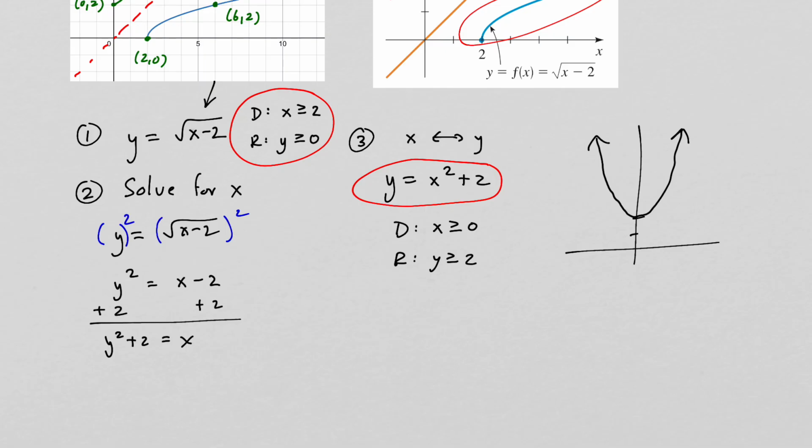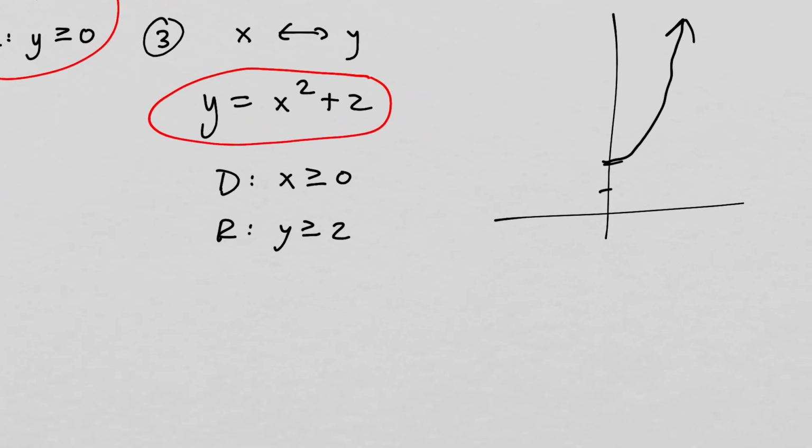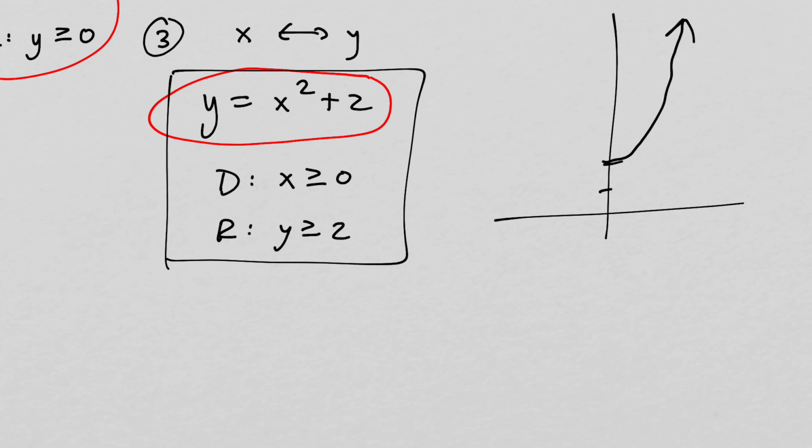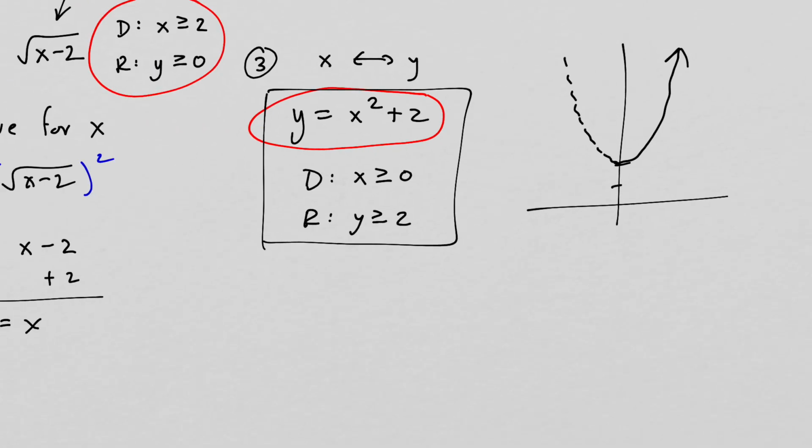So because your domain is only positive values for x, that means we're not going to include the other side of this. Now, we already knew that from a graphing standpoint, but the point is when you find the inverse of your function, you have to put the domain and range with it because otherwise you'd be getting this whole parabola, right? Which is not a part of the inverse function.